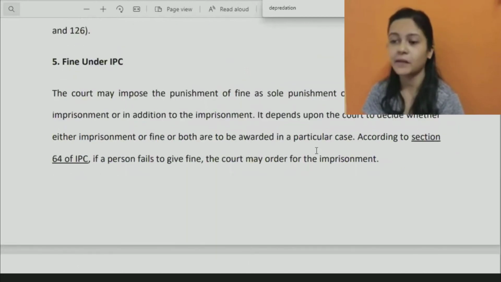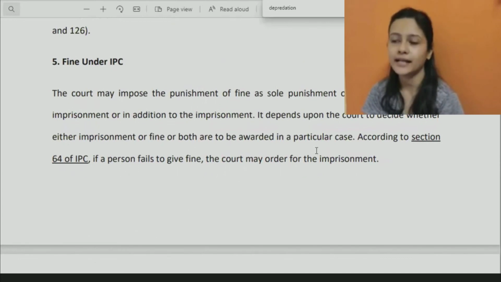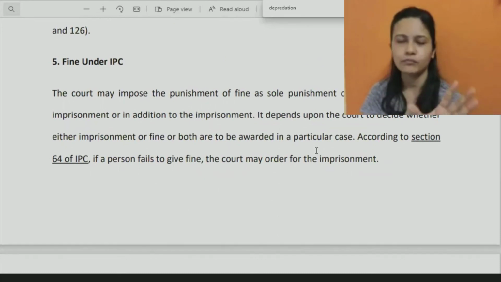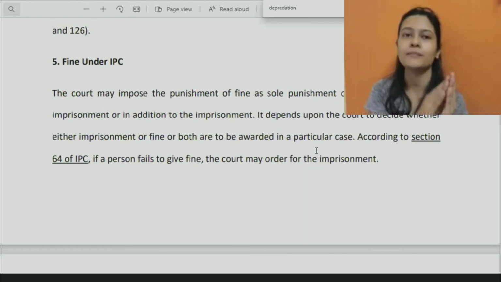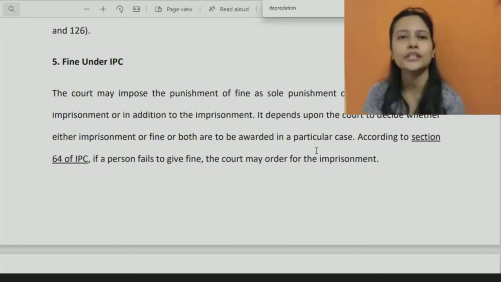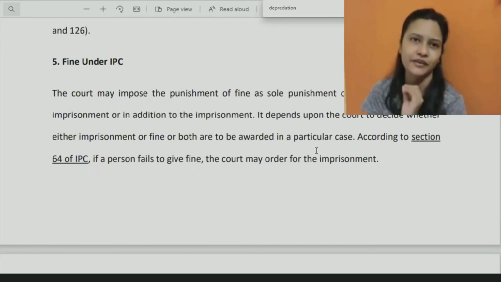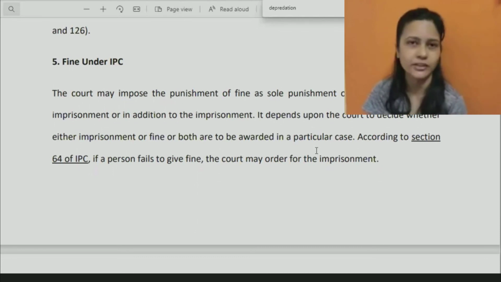Then the fifth type is fine, which again is a very common type of punishment. Usually we see that for some crimes, fine can be imposed. What amount of fine? No minimum or maximum limitation is given. Only fine can be imposed, and the court is free to decide on the fine. Sometimes the amount will be mentioned, that fine not exceeding 500 rupees, not exceeding 2000 rupees can be given. In such cases, the court will impose that much fine.